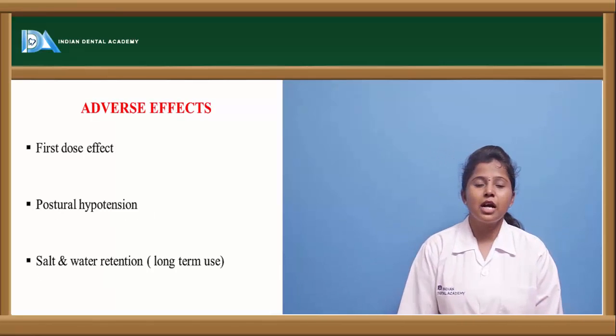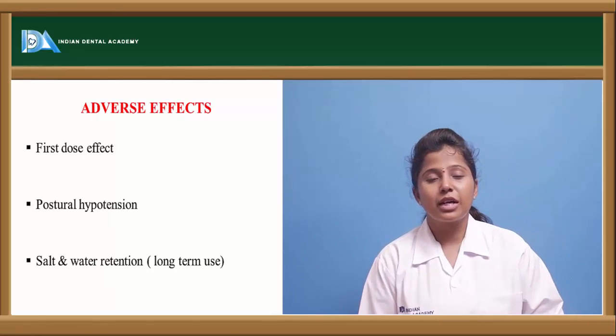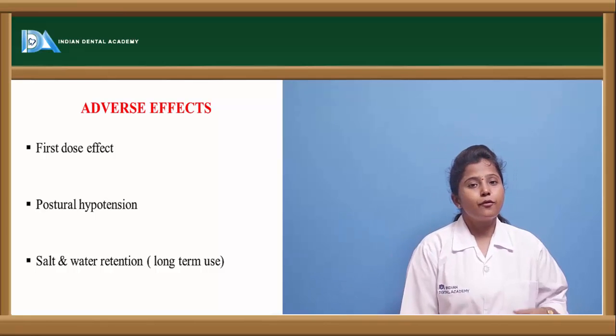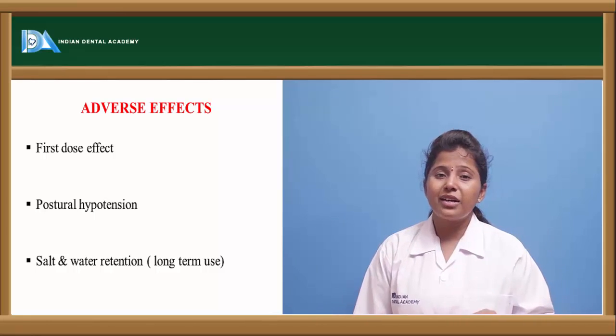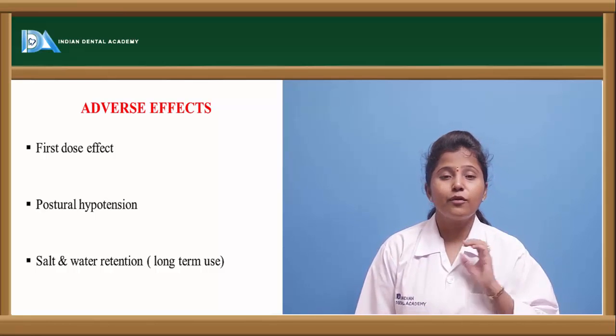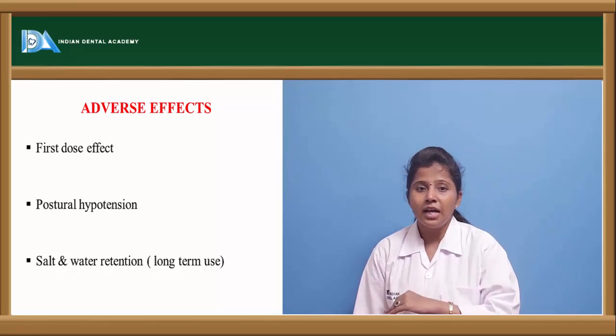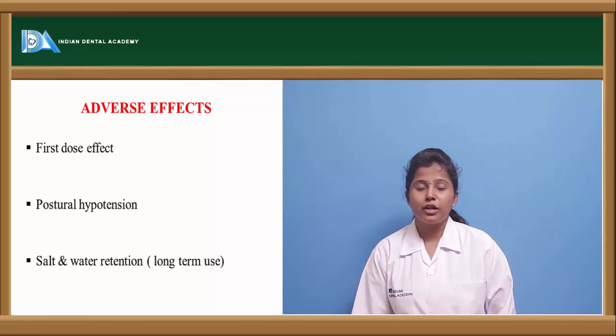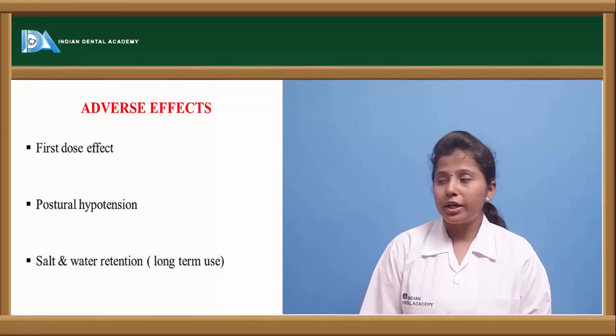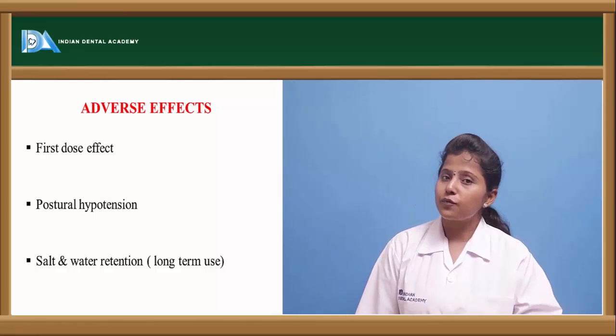The adverse effects of these drugs include the first dose effect. So what does this first dose effect mean? This drug is effective when it is given in the first dose only. When it is given in repeated doses, the drug does not show its effects, and it shows postural hypotension as well as salt and water retention when it is used for a longer term.